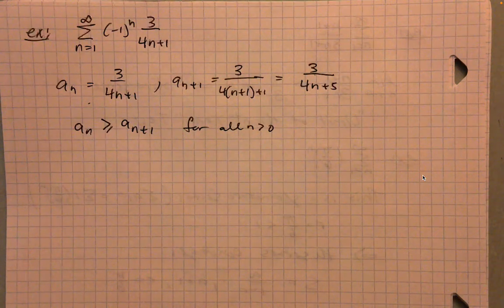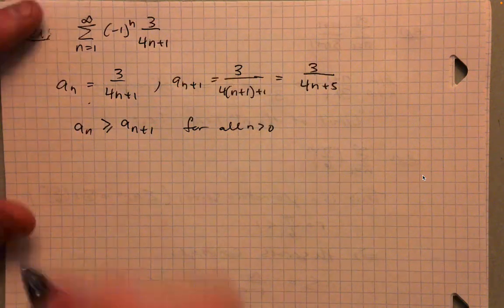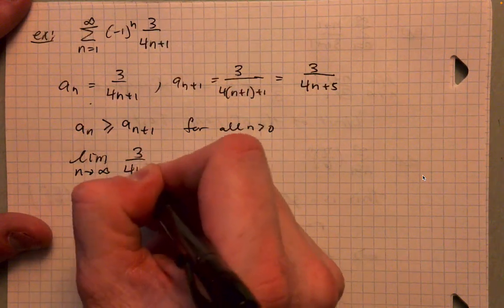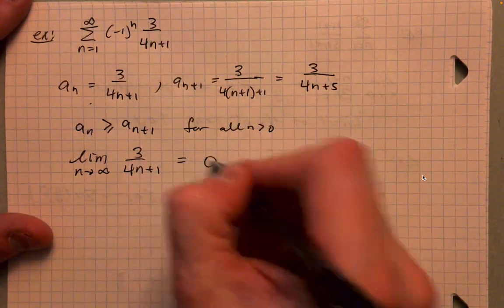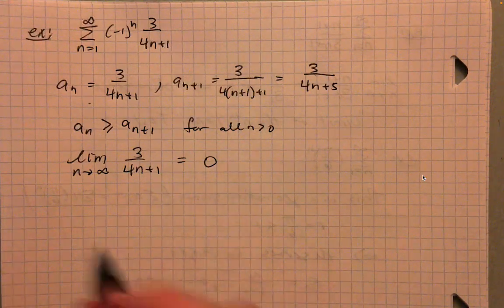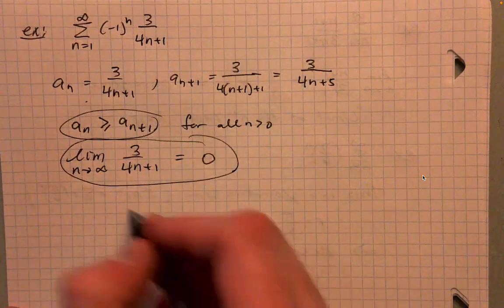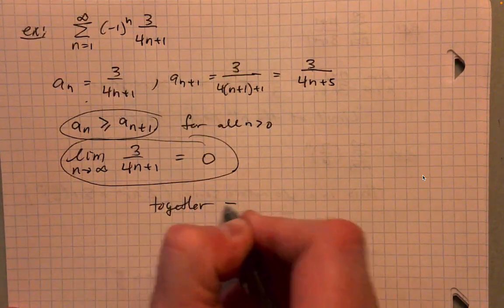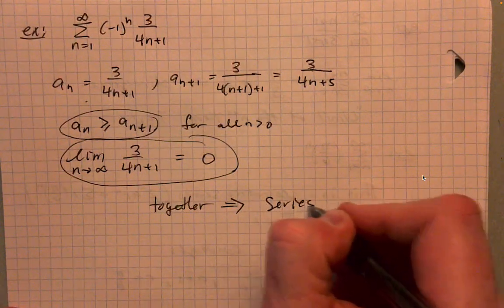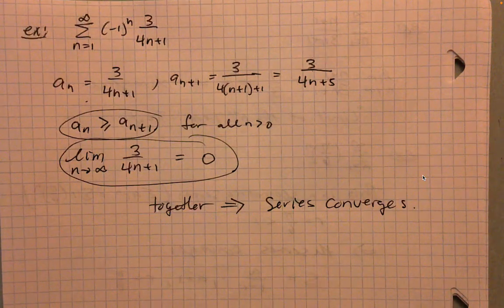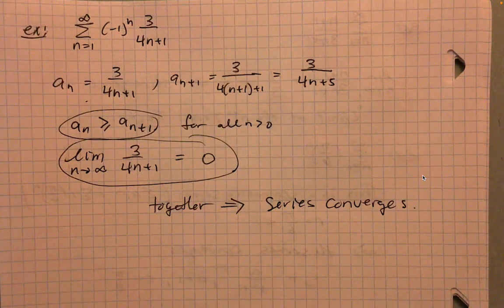Okay, and let's see here. So once we've got that piece, we've got to look at the limit. The limit as n goes to infinity of 3 over 4n plus 1. Well, that's definitely 0. So the fact that you've got this piece here and this piece here, together they imply that the series converges. So the series must converge. Okay, so that is the alternating series test, and that's from last lecture.